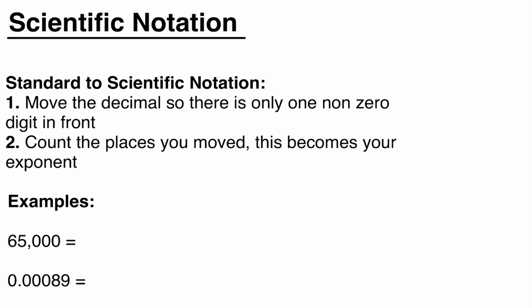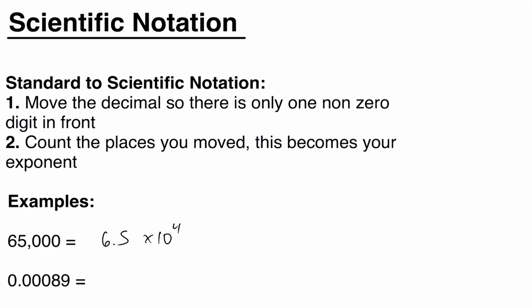So say down here we have 65,000. For 65,000, the decimal is right over here. So we're going to move it 1, 2, 3, 4 places over to the left. And then our scientific notation is going to be 6.5 times 10 to the 4.